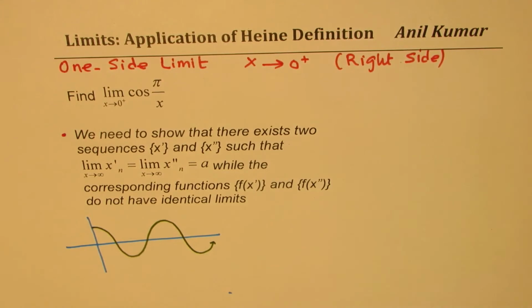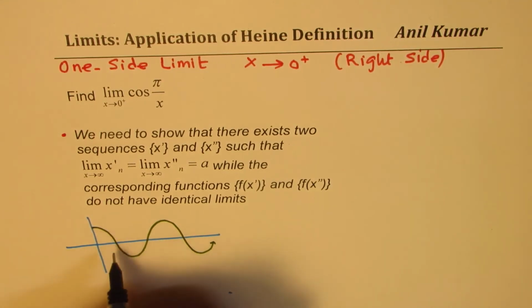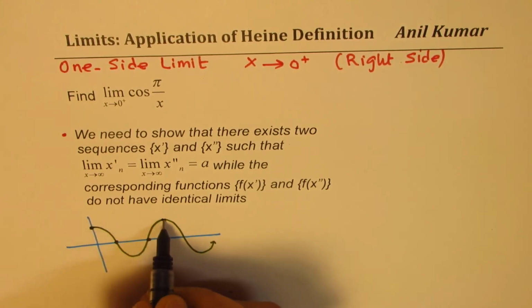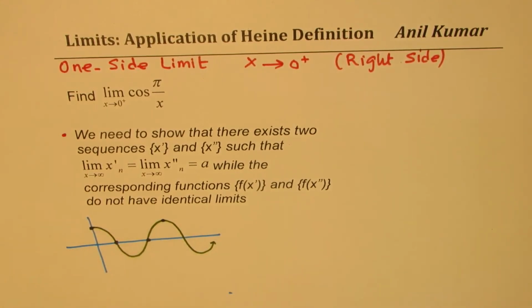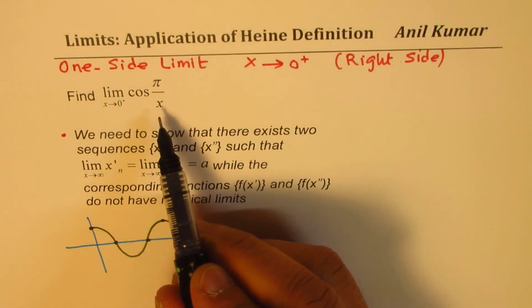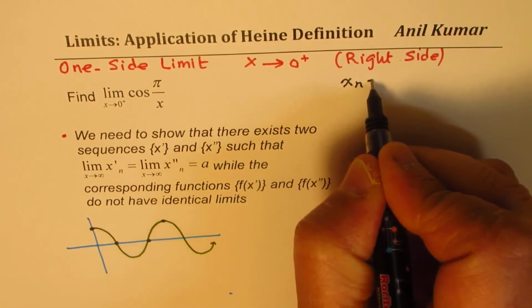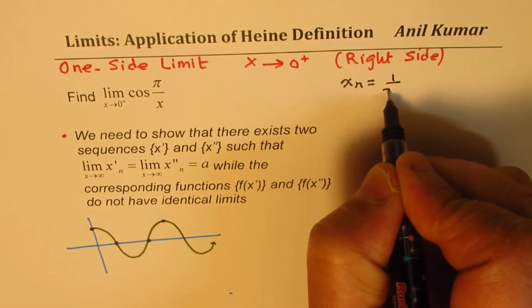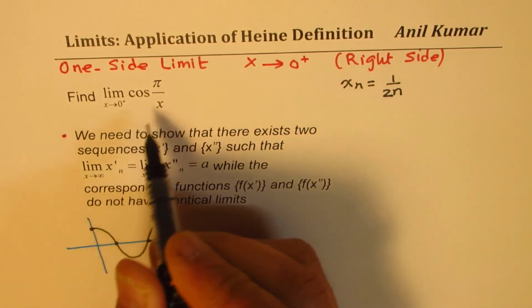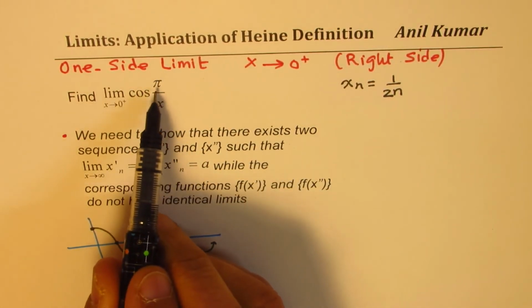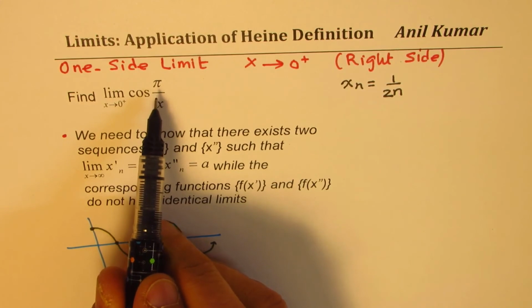What you notice here is that it is always 0 for pi by 2, and it will be 1 for n pi where n is 0. So that kind of gives you a hint. Now, since x is in the denominator, we are choosing the function x_n equals 1 over 2n. When I flip it, it becomes 2n pi. You get the idea, right?